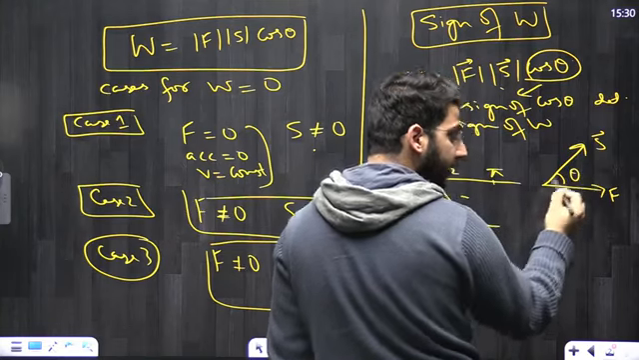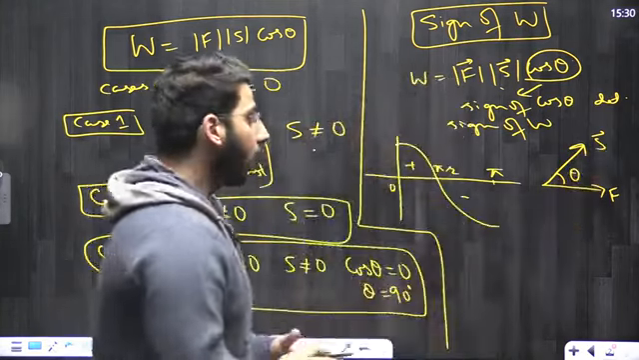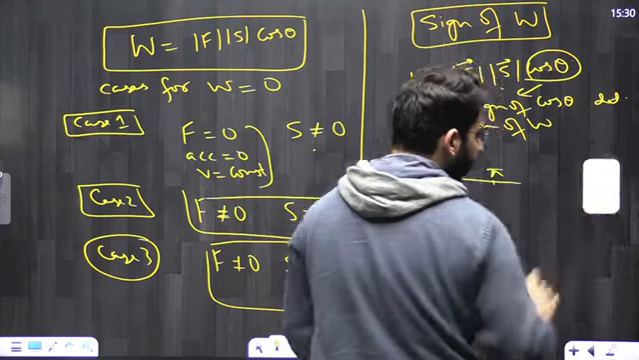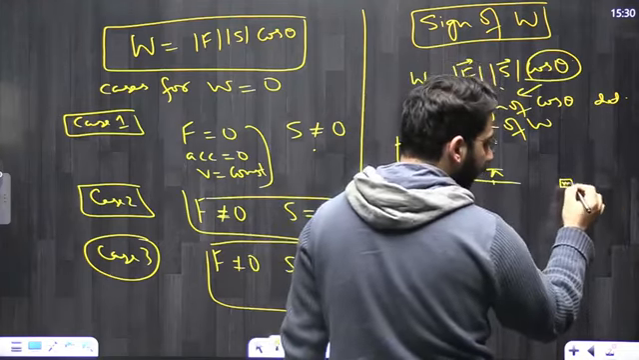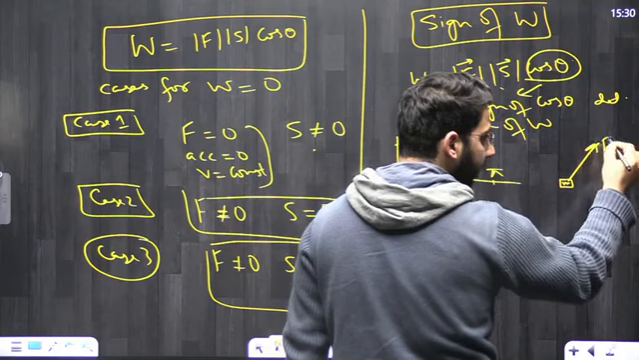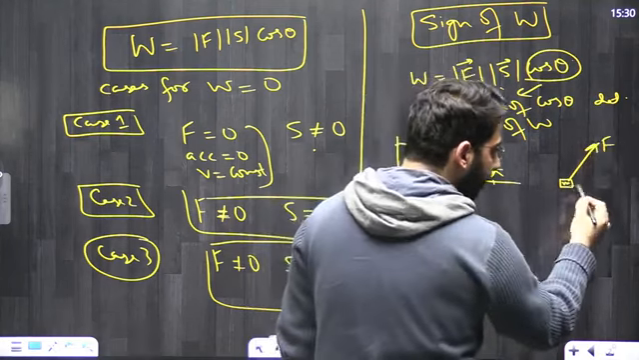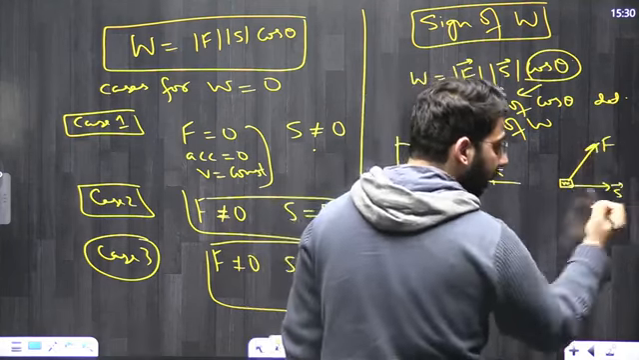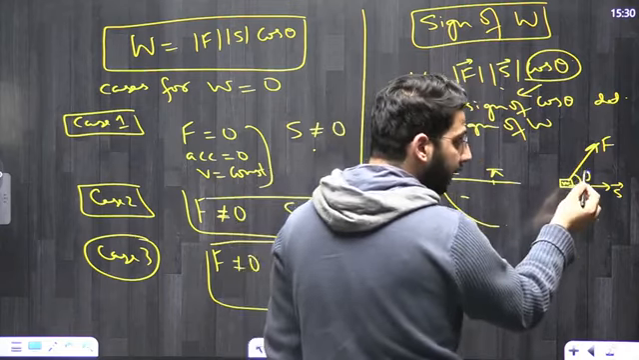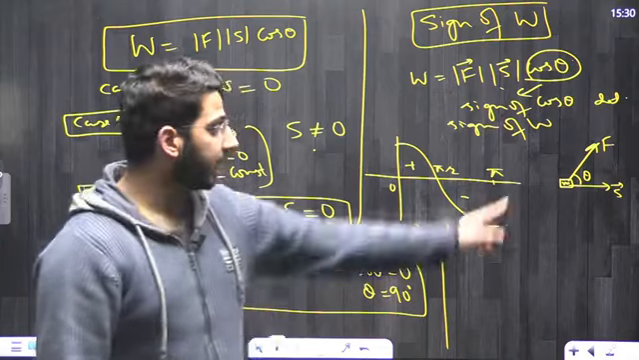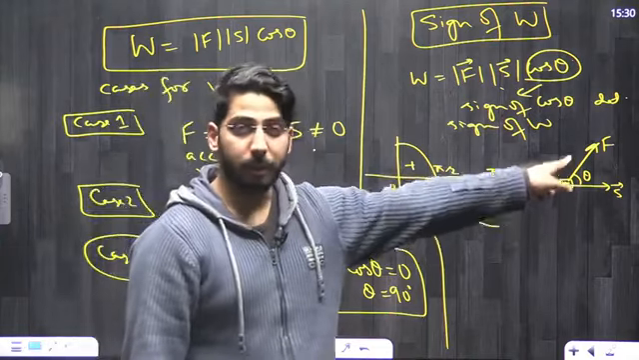If force is like this, displacement is like this, then, or wait, let me make it a simpler thing. Let's suppose there is a mass m and there is a force F on it like this. And this F makes this mass displace like this. Now you can clearly see that this force and displacement are making an acute angle. So cos theta will be positive, so work done in this case will be positive.